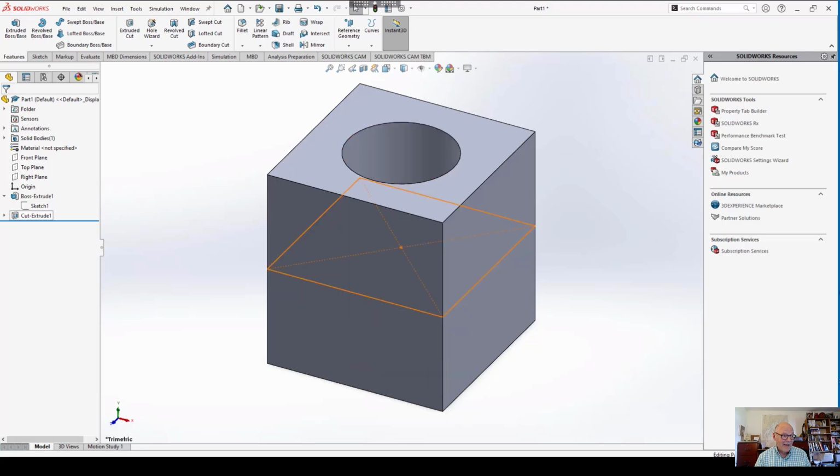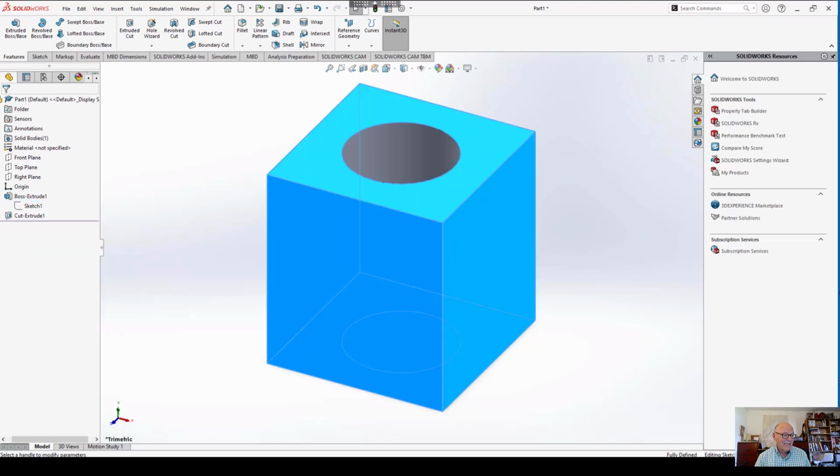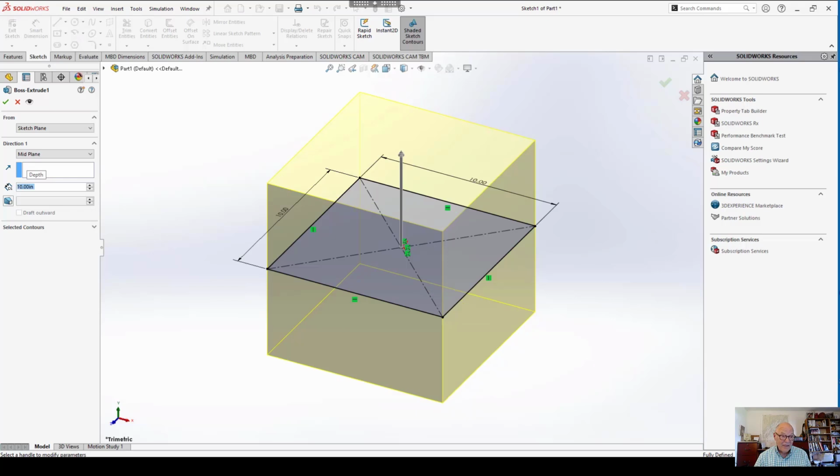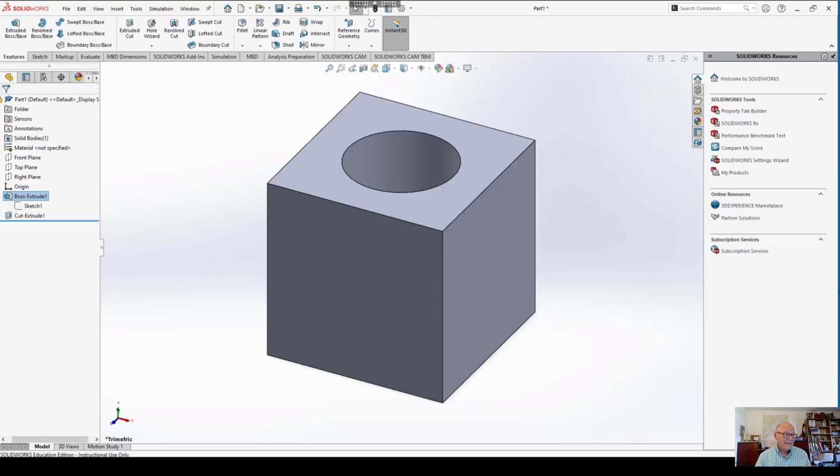Now I'm going to go back and make my boss extrude 10 again instead of 11. It gets shorter, and it's still going to go from one surface to the other.